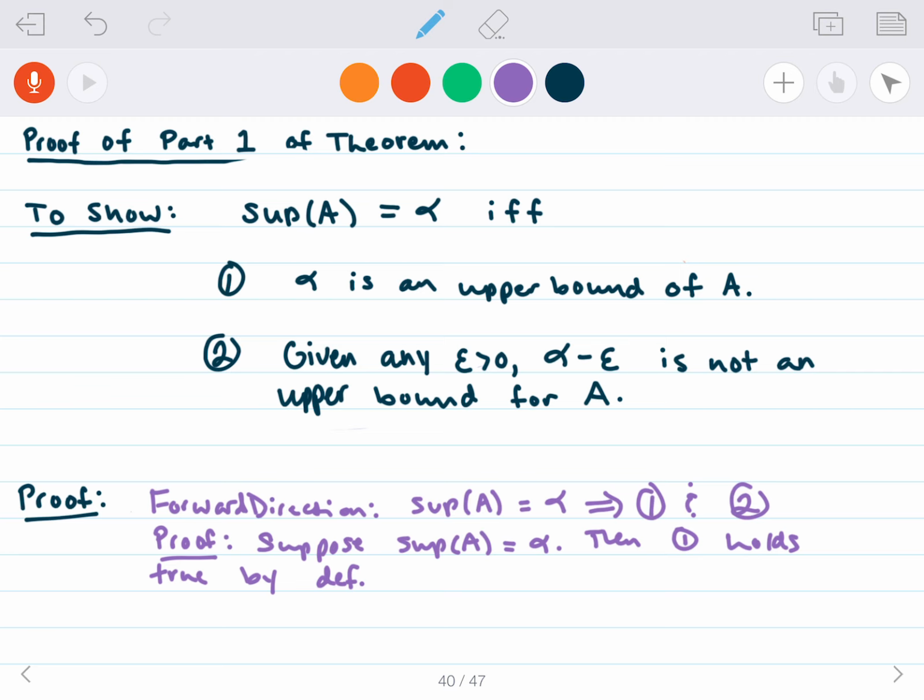So we want to show that given any positive epsilon greater than 0, alpha minus epsilon is not an upper bound for A. So to show that 2 holds, let epsilon be greater than 0. And you should get used to that statement, let epsilon be greater than 0, because you're going to be hearing it a lot. So let epsilon be an arbitrary positive number.